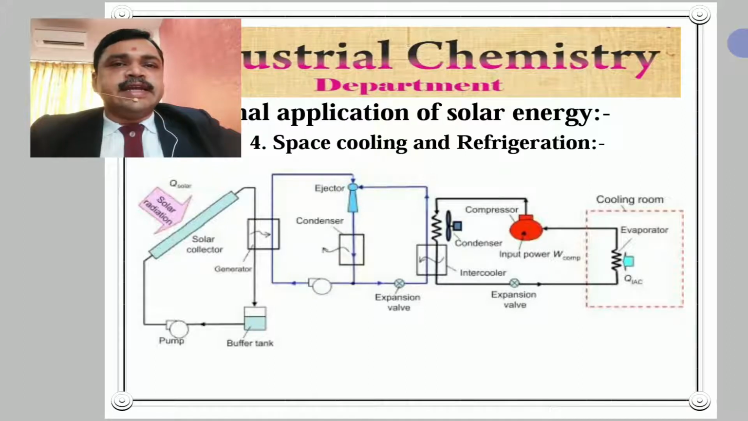The efficiency of such a system is about 50%. This is the schematic diagram and this is the complete process for a space cooling and refrigeration system. With the help of solar energy, our target place is cooled by some refrigerants.